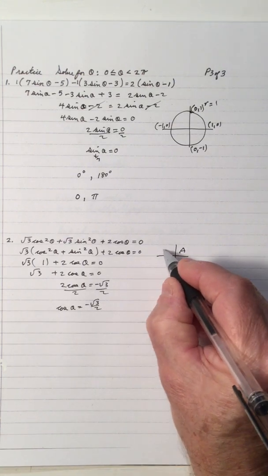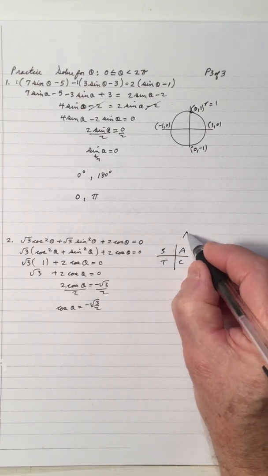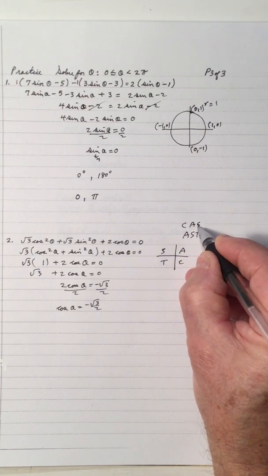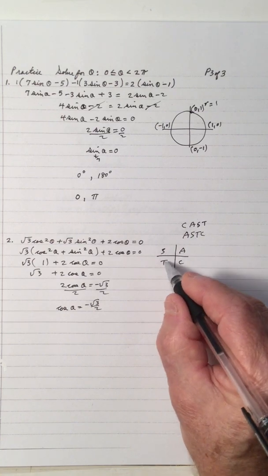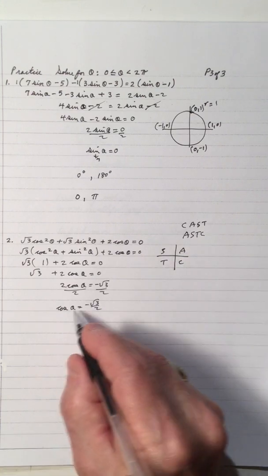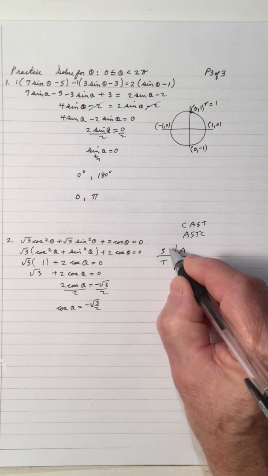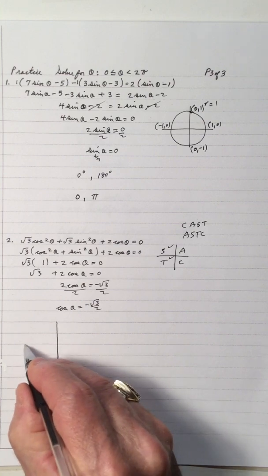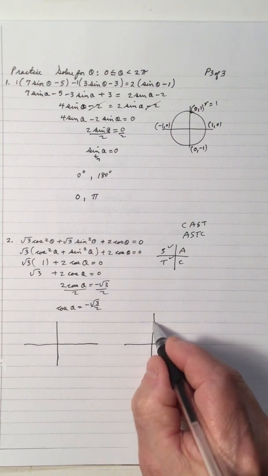So add sugar to coffee. Again, I use the ASTC. You could use CAST, C-A-S-T, but the CAST rule starts in quadrant 4. I prefer to use add sugar to coffee because we start in quadrant 1. Cos is positive in 1 and 4, so it's negative in 2 and 3. So we draw the diagrams in quadrants 2 and 3.